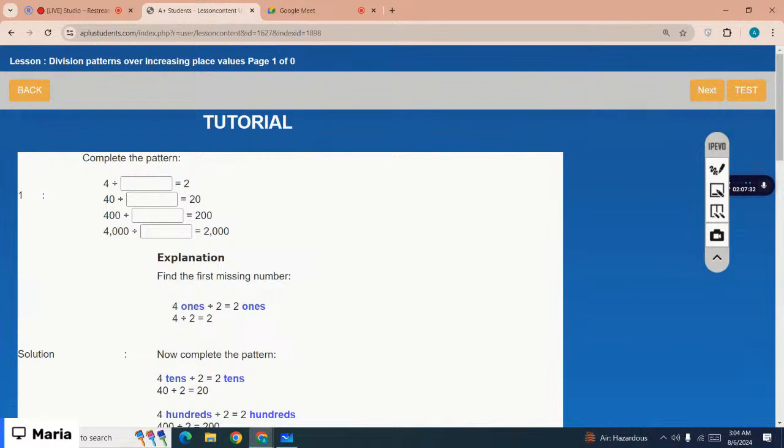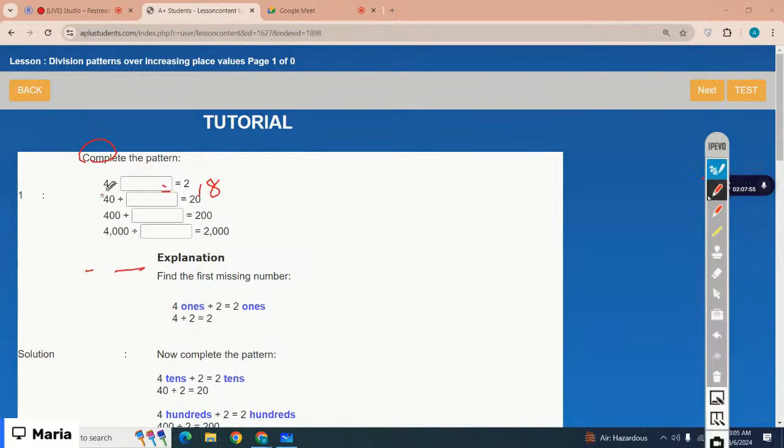Let's start with the first example, that is complete the pattern. 4 divided by what number equals 2? So basically we are given the increasing place values. We have already covered these increasing place values in addition and subtraction, right? So you are given the 4. That means you are dividing the ones, right? So 4 divided by 2 equals 2, right? Because 2 times 2 is 4.